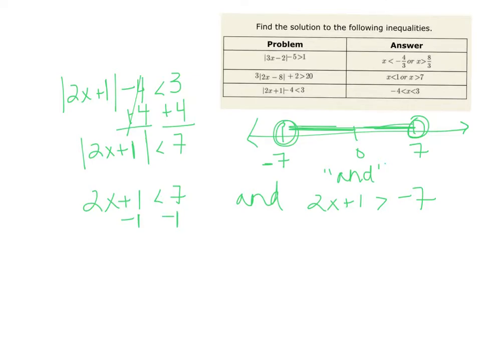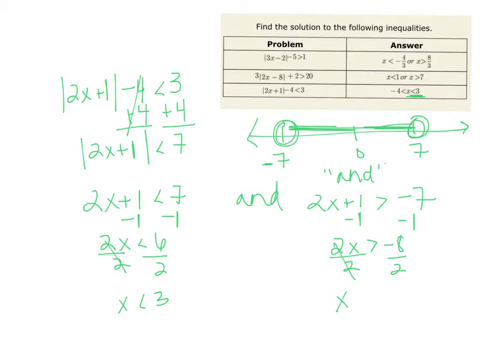Subtracting 1 from both sides, I have 2x is less than 6. Divide by 2. X is less than 3. You can see that as kind of this part of my inequality. And again, I'm going to subtract 1 from both sides. 2x is greater than a negative 8. Divide by 2. X is greater than a negative 4.